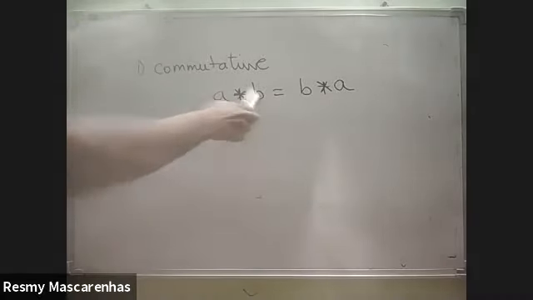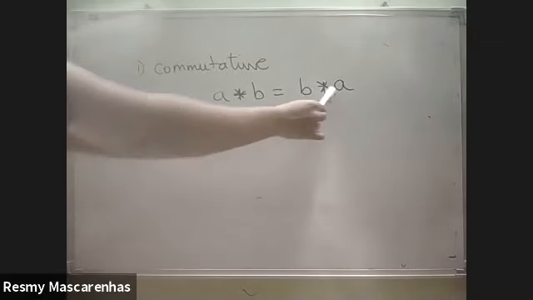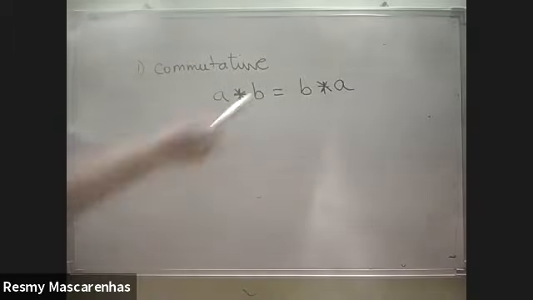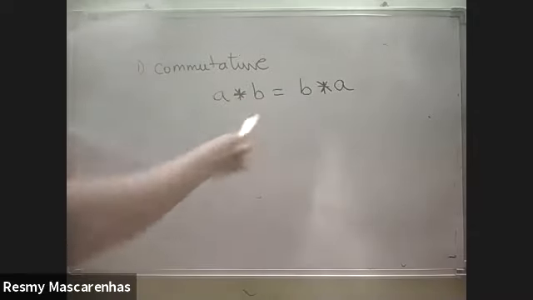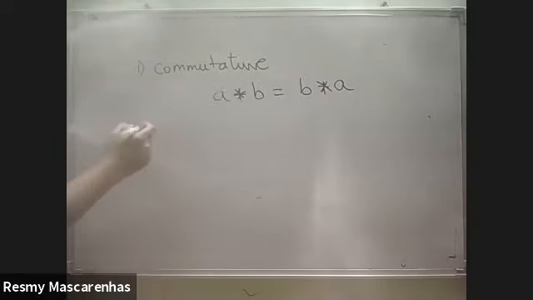Whenever you solve A star B, you will get some answer. In the same way you have to solve B star A, and you will get an answer. Both the answers should be equal. Only if they are equal, then it is commutative. If both turn out to be different answers, then it is not commutative. So this is the condition for commutative.